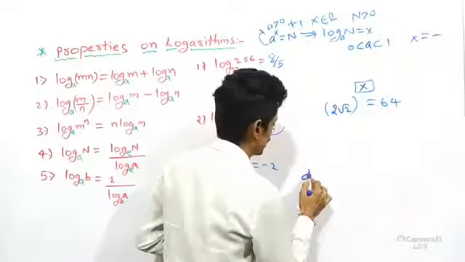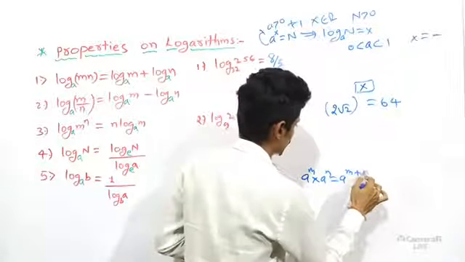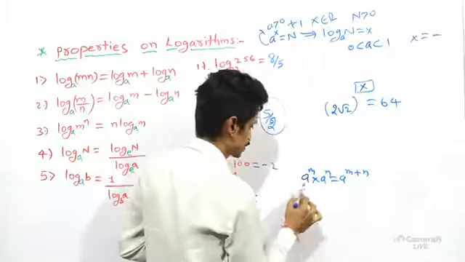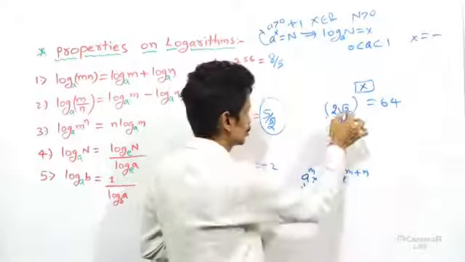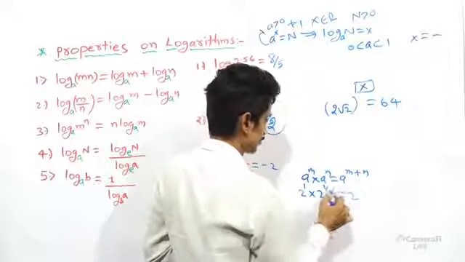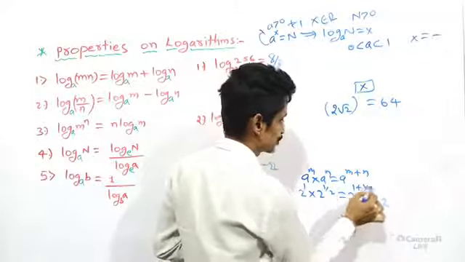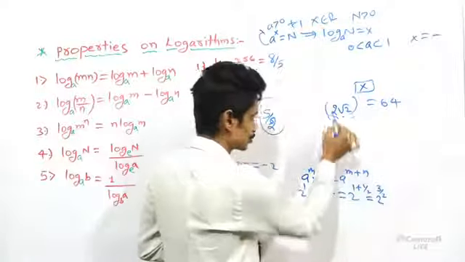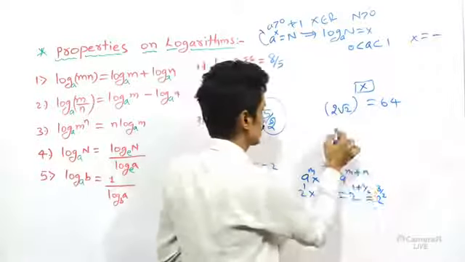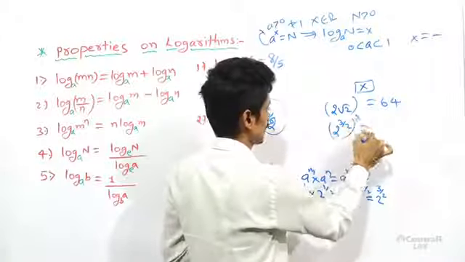First law of exponent I know: a power m into a power n is a power m plus n. Here 2 power nothing means 2 power 1, into root 2. Root 2 is nothing but 2 power 1 by 2. It means 2 power how much? 1 plus 1 by 2. That is how much? 2 ones are 2, plus 1 is 3 by 2. So 2 root 2 value, how much do I have? 2 power 3 by 2, whole power x.